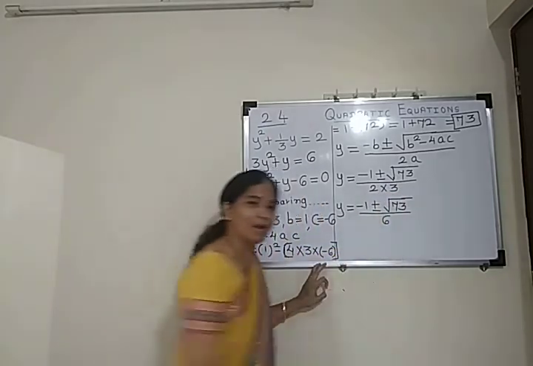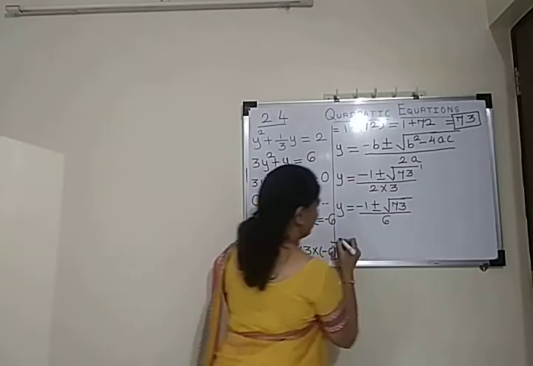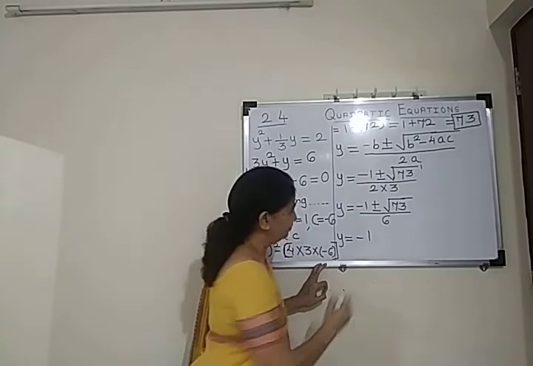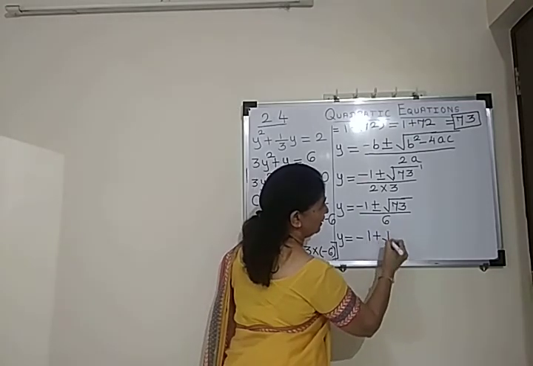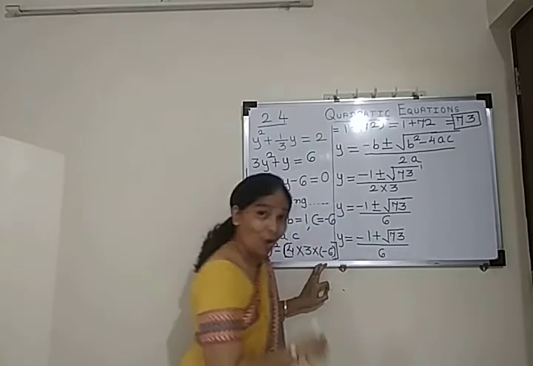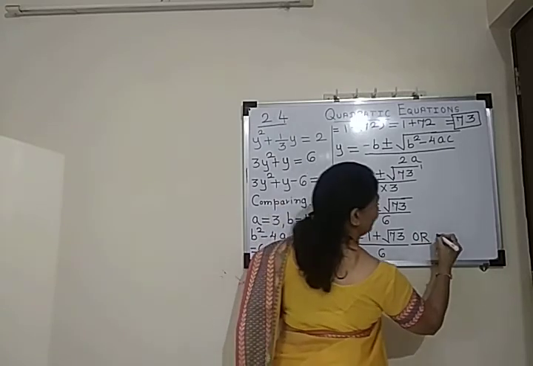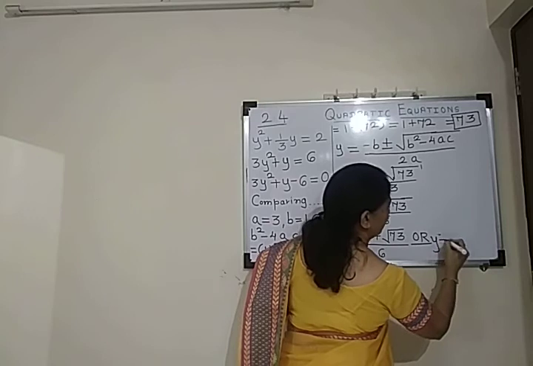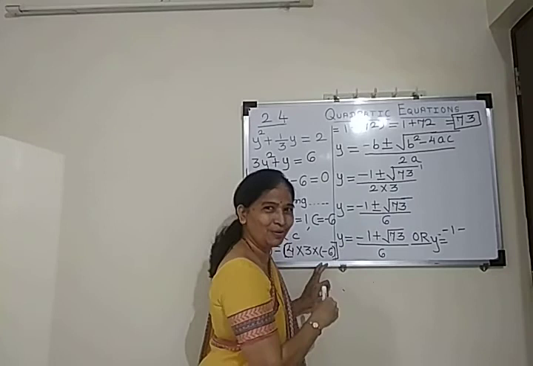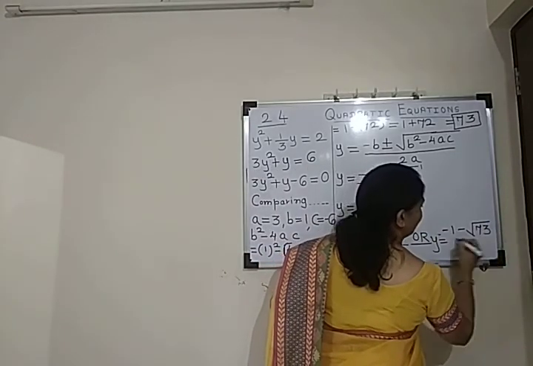2 3s will come as 6. So, my answer will be y is equal to minus 1 plus root 73 upon 6, or y is equal to minus 1 minus, once we took plus, no? So, minus root 73 upon 6.